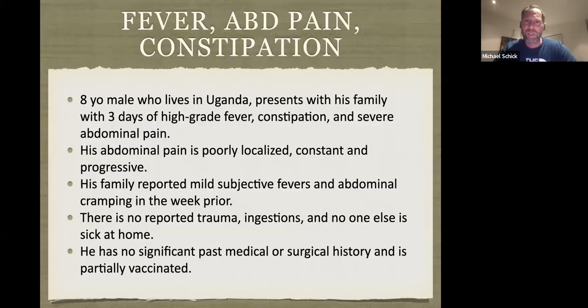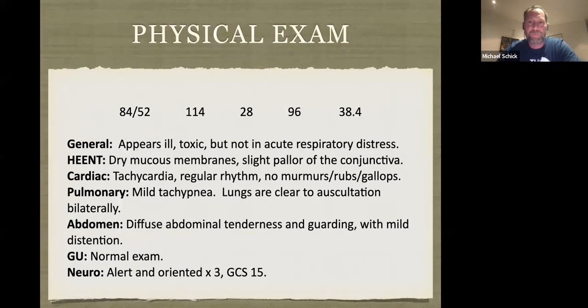This was an 8-year-old that had fever, abdominal pain, and constipation. So this male was living in Uganda, presented with his family for 3 days of high-grade fever, had constipation and severe abdominal pain. His abdominal pain was poorly localized, it was constant and progressive. His family reported mild subjective fevers and abdominal cramping the week prior. No trauma, ingestions, or anyone else who was sick. No other medical history or surgical history.